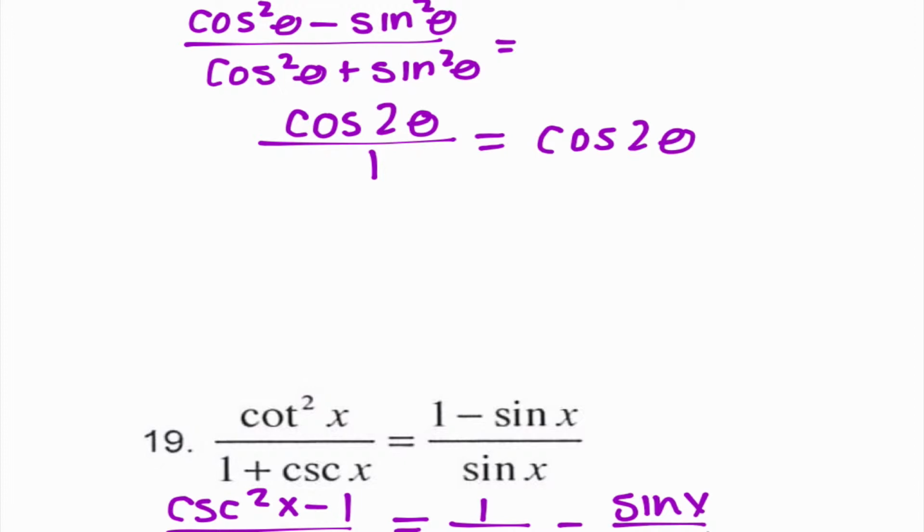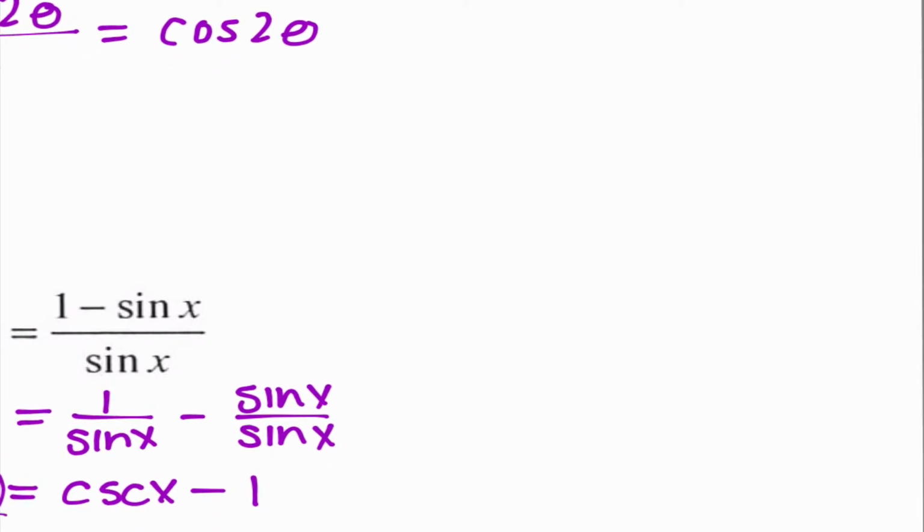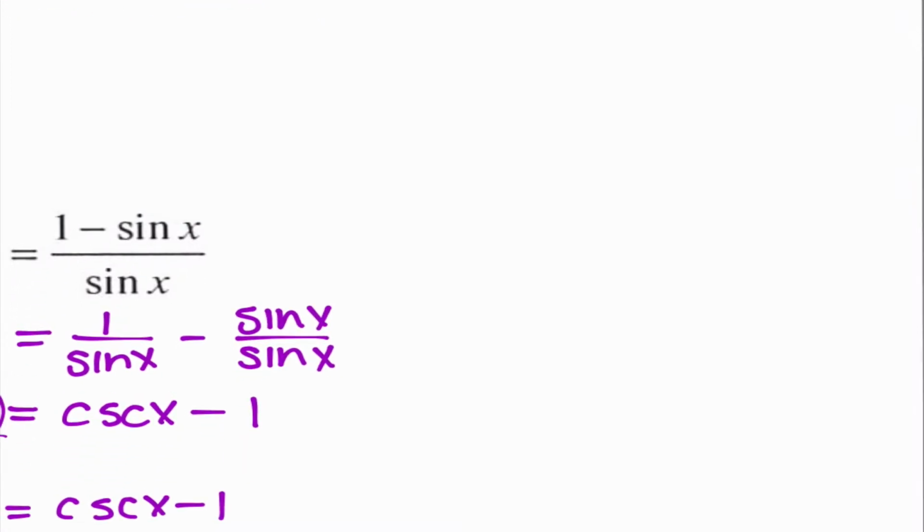Cotangent squared over 1 plus cosecant equals 1 minus sine over sine. I decided that the right side of the equation was the most simplified and the easiest to work with because we had a monomial denominator. So I'm just going to show what I did on that side first. I split it up, so I did 1 divided by sine minus sine divided by sine. When we simplify that, I know 1 divided by sine is cosecant, and sine divided by sine is 1.